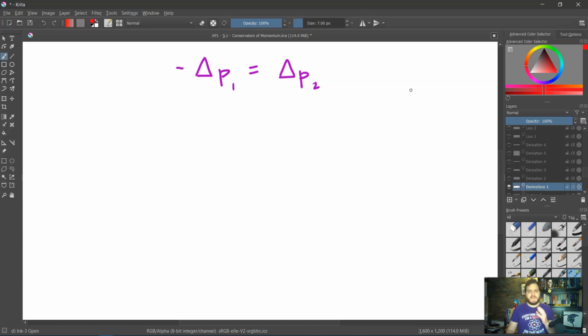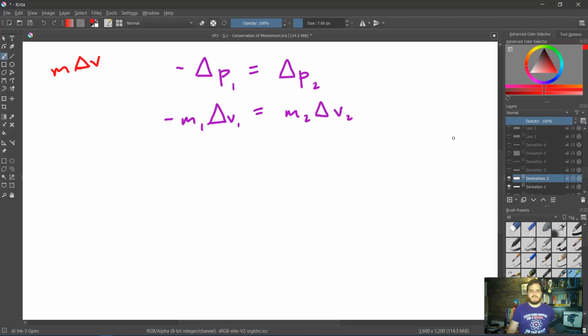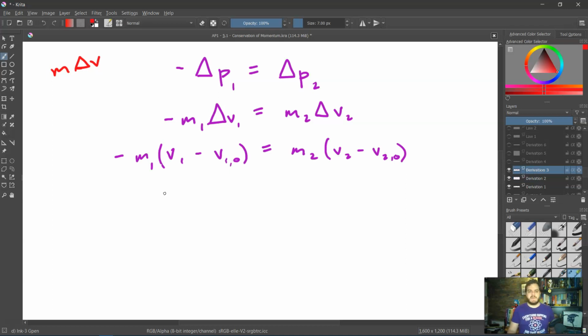Let's start by looking at, okay, what is P? P is momentum, and momentum is mass times velocity, and delta P is typically m delta V, so I can substitute in for both of these. M1 delta V1 is equal to M2 delta V2. We have a minus sign on the left-hand side. And deltas are final minus initial. So I could take this a step further and expand it out and say I have minus M1 times (V1 minus V1 naught), remembering that V1 naught is the initial velocity of this object and V1 is the final velocity, is equal to M2 times (V2 minus V2 naught).